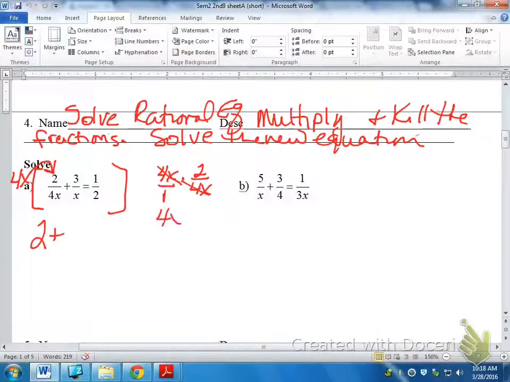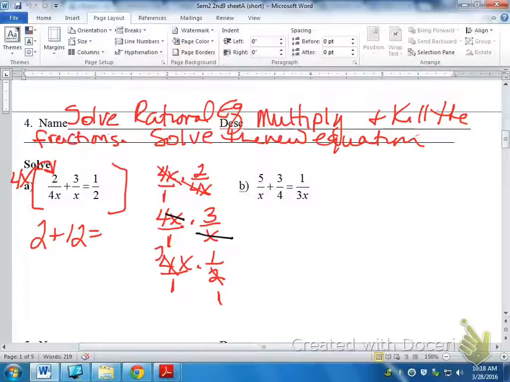Plus, and then I'm going to take 4x times the 3 over x. Well, remember the 4x is over 1. The x's cancel out, and that leaves me with 4 times 3 is 12. Equals, and then I'm going to take 4x times 1/2. You know the 4x is over 1. Well, the 2 and the 4 cancel out and become a 1 and a 2.